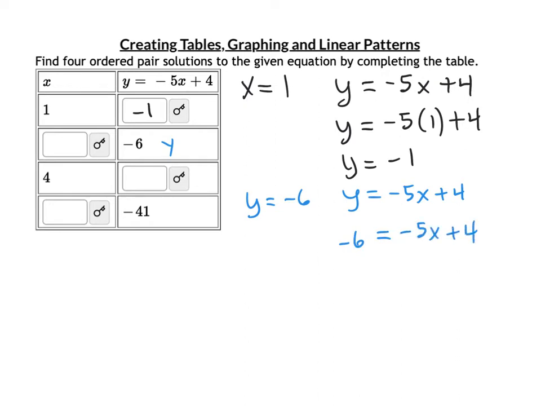So we have to solve. Get x by itself. The last thing we do is divide, get rid of the coefficient. So first of all, we'll subtract 4. That's negative 10 equals negative 5x. And we'll divide by negative 5. And we can see that x is 2.